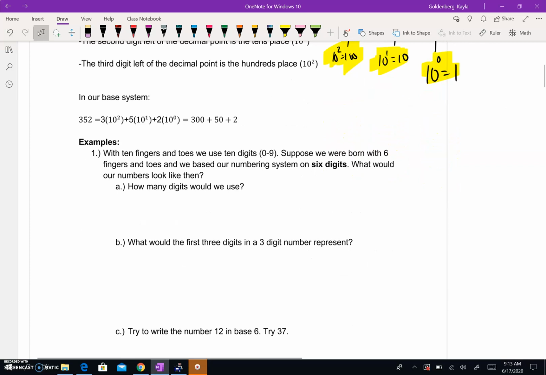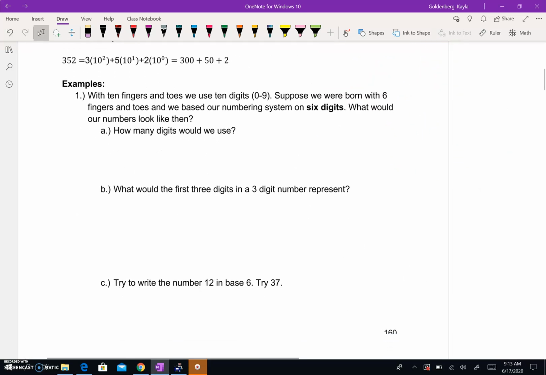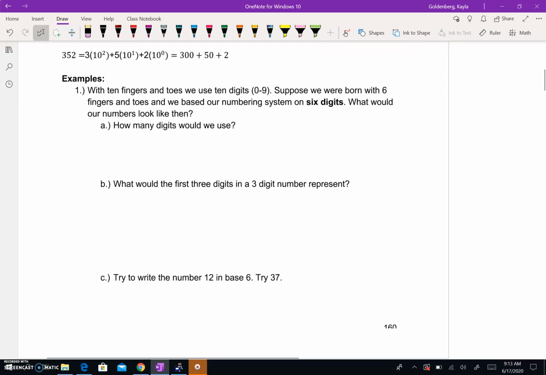So let's look at some examples. With 10 fingers and 10 toes, we have the digits 0 to 9, right? Suppose we were born with 6 fingers and 6 toes. Based upon that, and we use that as our basis for our numbering system, what would our numbers look like? How many digits would we use?